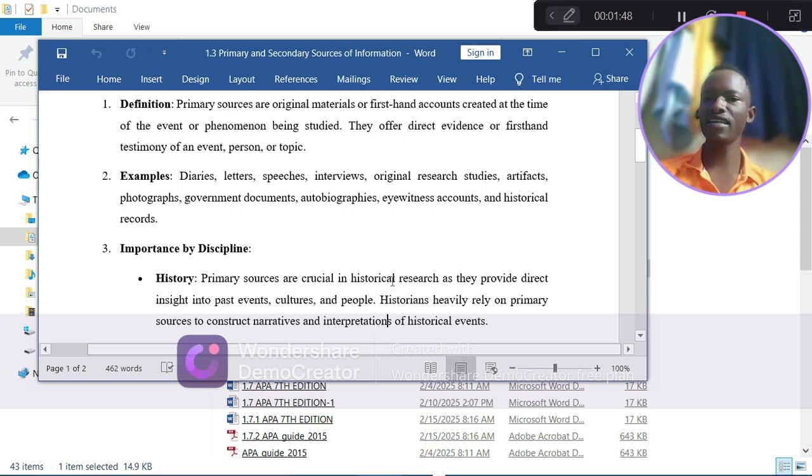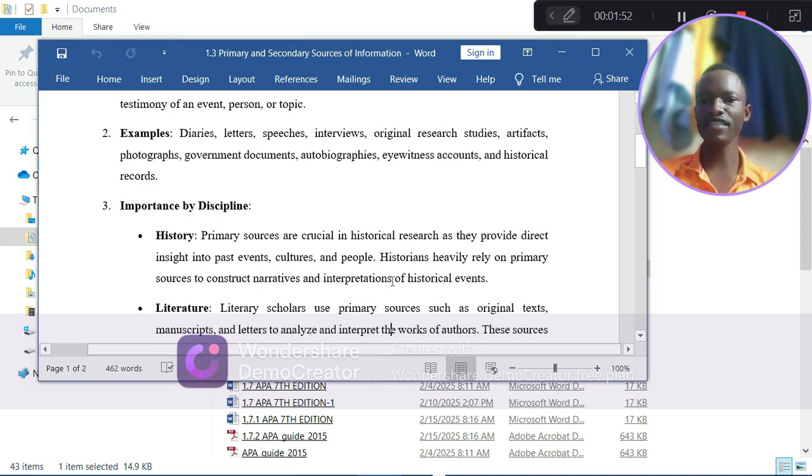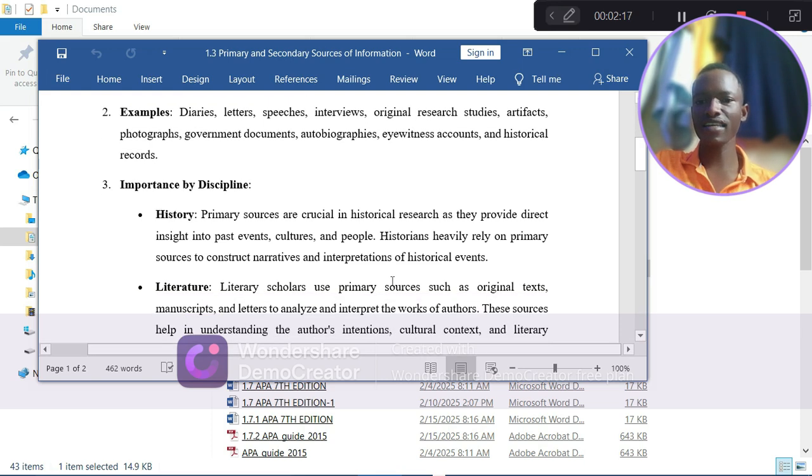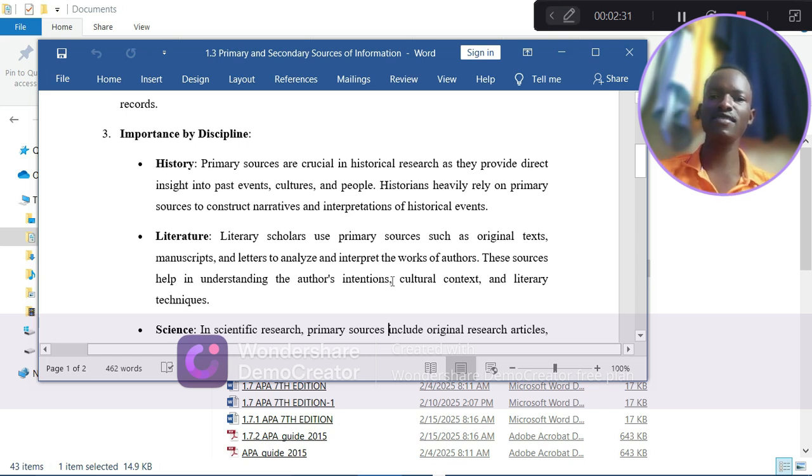Leaving that one, also seeing the importance by discipline, like history. Primary sources are crucial in historical research, as they provide direct insight into past events, culture, and people. Moving on to literature, literary scholars use primary sources such as original texts, manuscripts, and letters to analyze and interpret the work of an author.